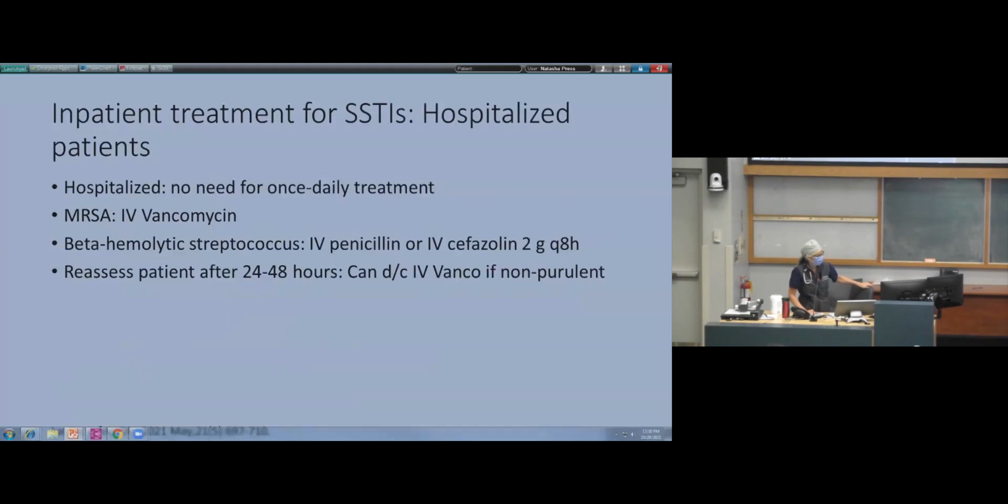When patients are hospitalized because they're sick enough to be in hospital for their skin and soft tissue infection, these patients often have sepsis. They're often started empirically by emergency on, for example, IV vancomycin and IV ceftriaxone. You don't need to worry about once daily treatments because they're in hospital. Usually when you reassess the patient after 24 to 48 hours, and their blood cultures don't grow anything or don't grow MRSA, and you're reassessing their leg or whatever body part is infected, if it is non-purulent, at that time you can discontinue the IV vancomycin. It's unlikely to be needed. And you can transition the ceftriaxone to either IV cefazolin or IV penicillin.